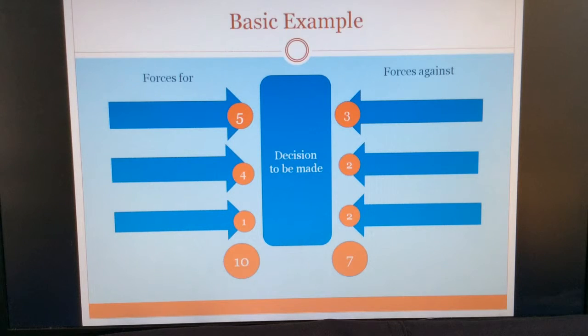In this example, you can see that on the forces for side, we have a total of 10, and on the forces against side, we have a total of 7. This would generally lead us to think that our forces for the decision outweigh the forces against the decision, and we're probably going to go ahead and decide to make that decision.